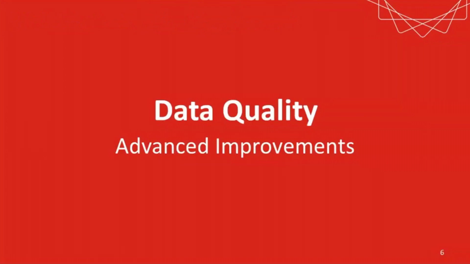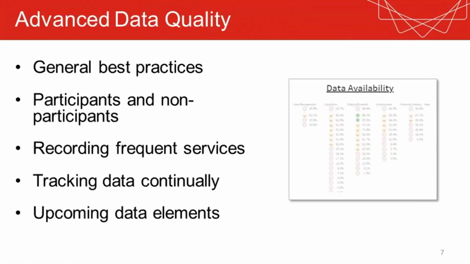Next, let's move on to the advanced data quality improvements that we have to share with you today. We're going to start by reviewing some general best practices. We're going to talk about the important distinction between participants and non-participants. We're going to talk about how to record frequent services. And similarly, we'll talk about tracking data continually. And then we'll share a heads up about some upcoming data elements that will be added to OLDC shortly.